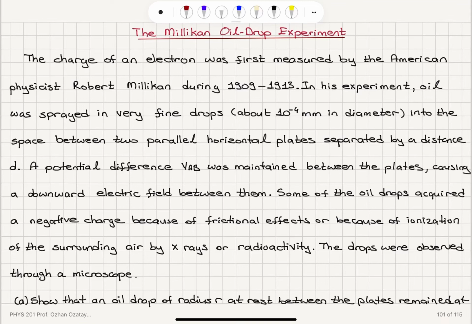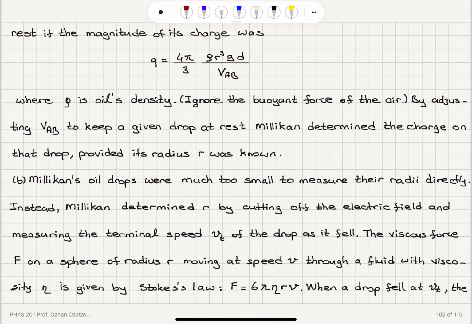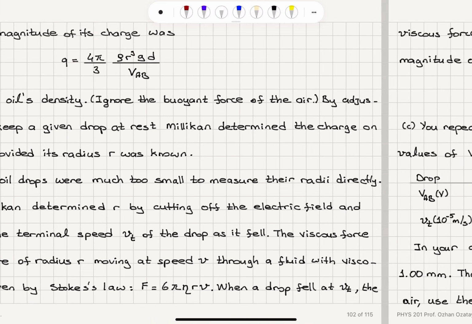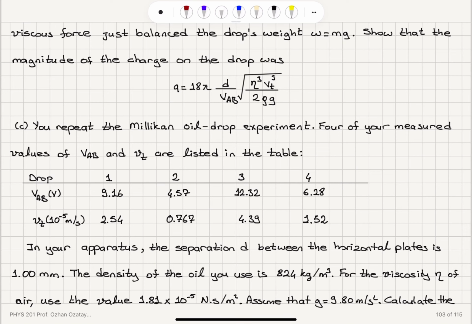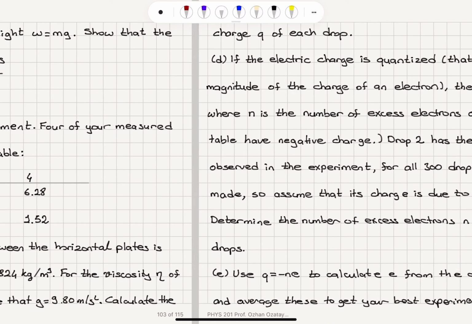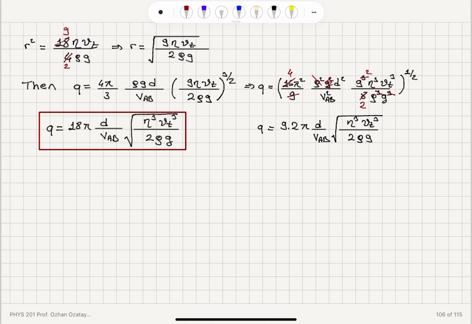We're continuing our discussion of Millikan's oil drop experiment. Remember that previously we have found the charge on an oil drop is given by this expression, and then we have determined R and substituted for R our result in part B, which is this result, and we have obtained the final form of the expression for the charge on an oil drop.